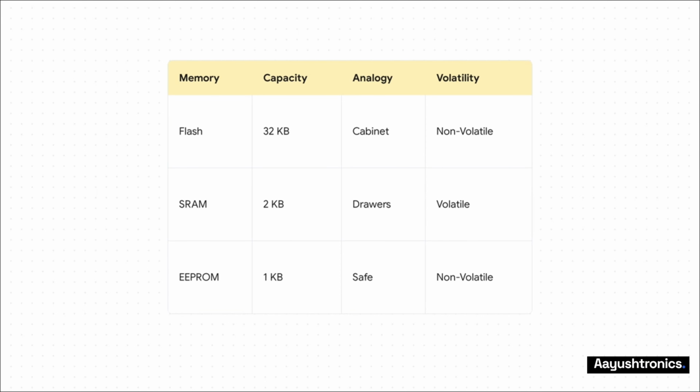Finally, there's a tiny 1 kilobyte EEPROM, which acts like a combination safe. It's non-volatile memory that's just perfect for saving critical calibration settings that absolutely must survive a power loss.